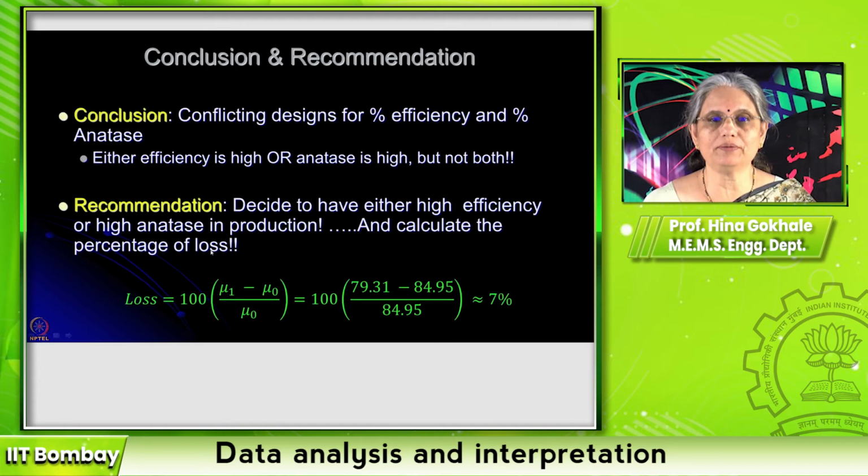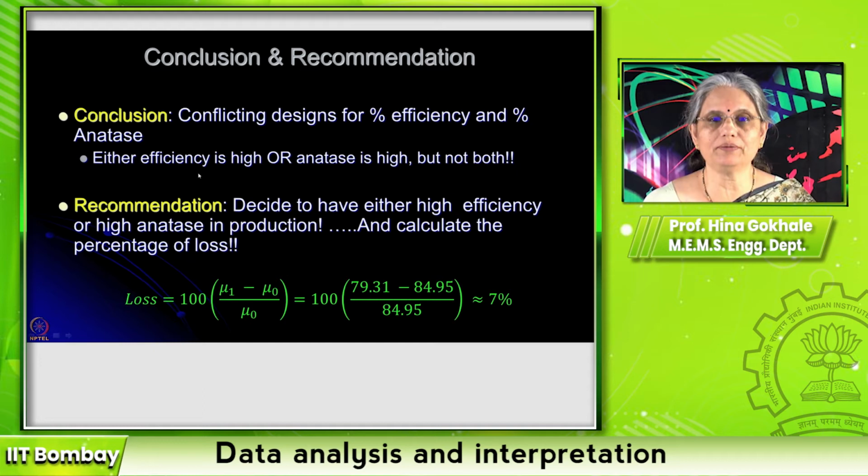So, what to do in this case? The conclusion as such is that there are conflicting designs for highest percentage efficiency and highest percentage anatase. So, either efficiency is high or anatase is high, but not both. This is your conclusion, but in reality when you want to implement it, you have to give some solution. At least you must give some recommendation. So, the recommendation would be, let the experimenter decide.